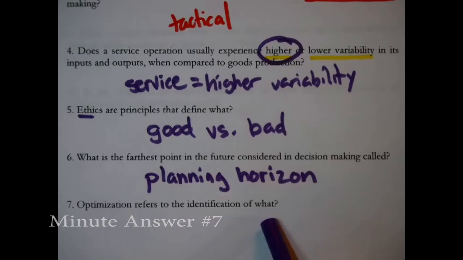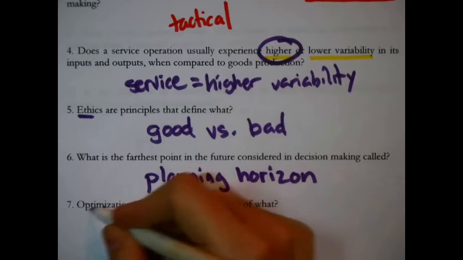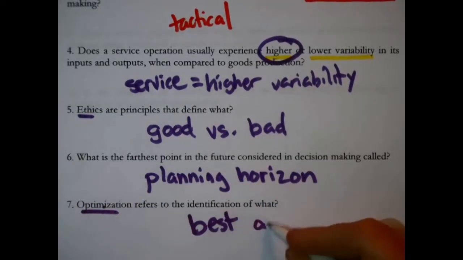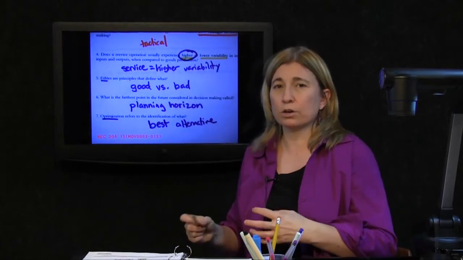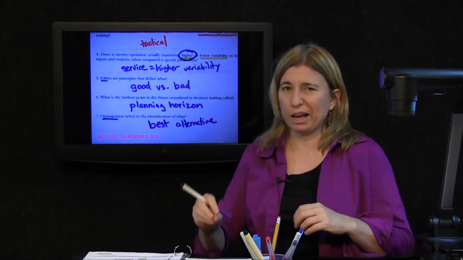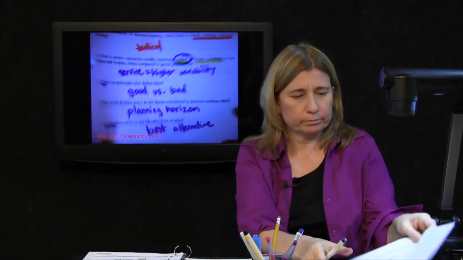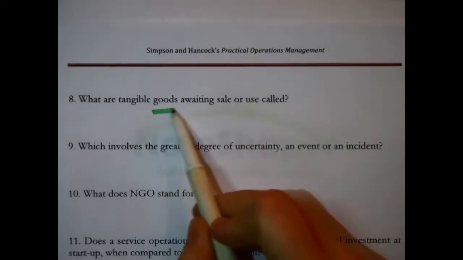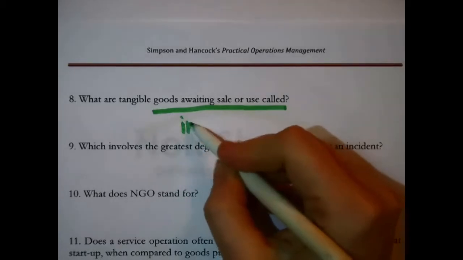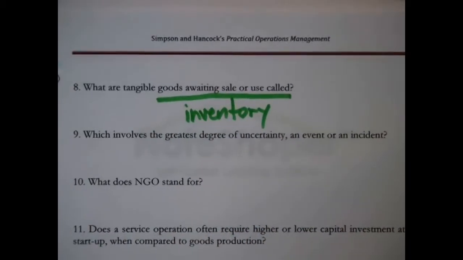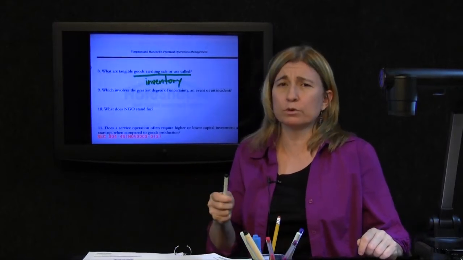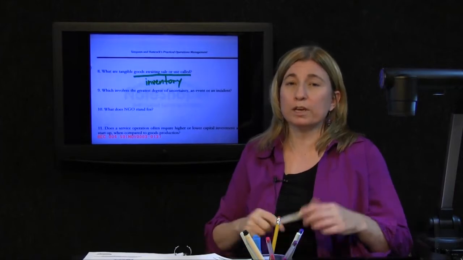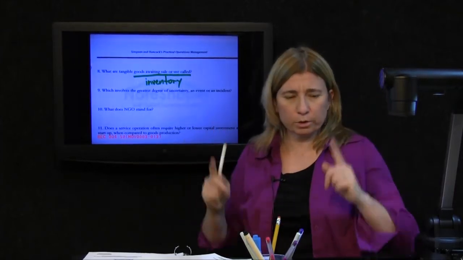Optimization refers to identification of what? Optimization means best. You say best what? Well, if you're trying to pick between things, best alternative, best solution, best answer, optimization means seeking the absolute best. Okay, next question. What are tangible goods awaiting sale or use called? Oh, that's definitional. That is inventory. We remember that only goods can be held in inventory. Services cannot be held in inventory because one has to be tangible in order to be held or wait for sale or use.